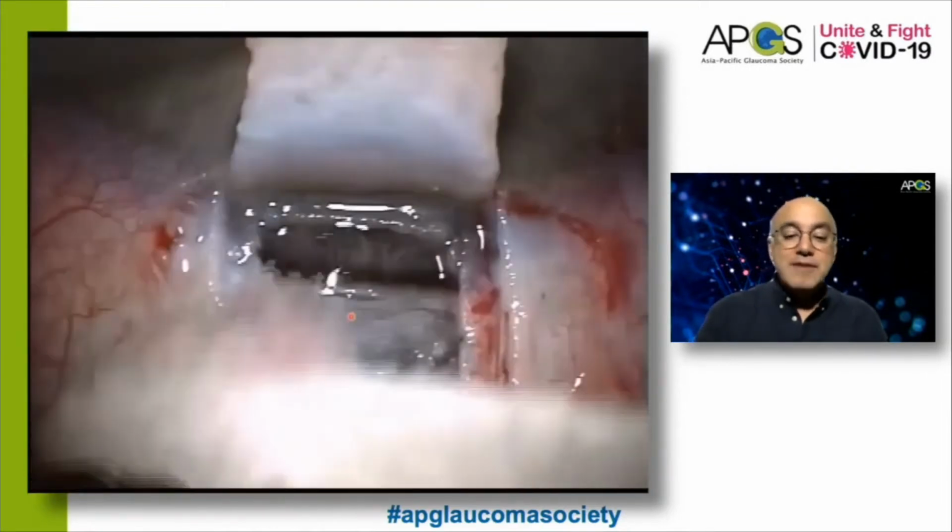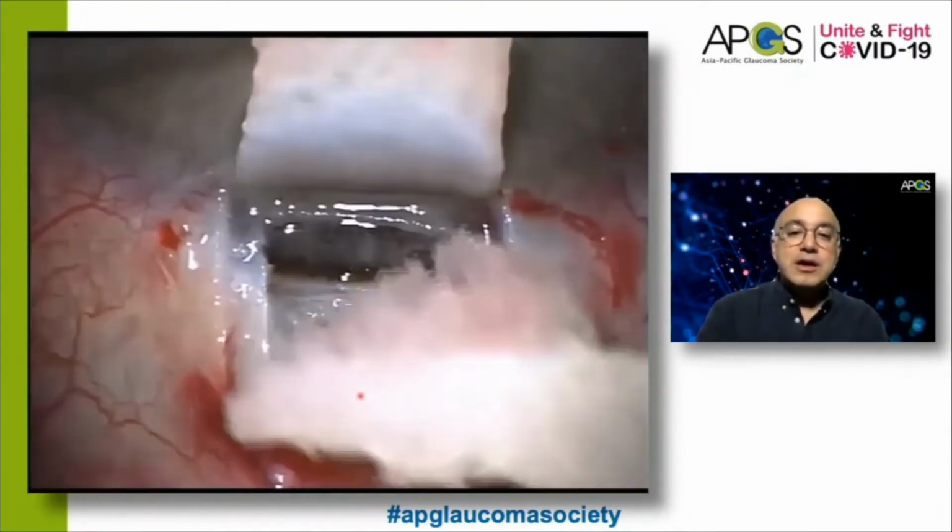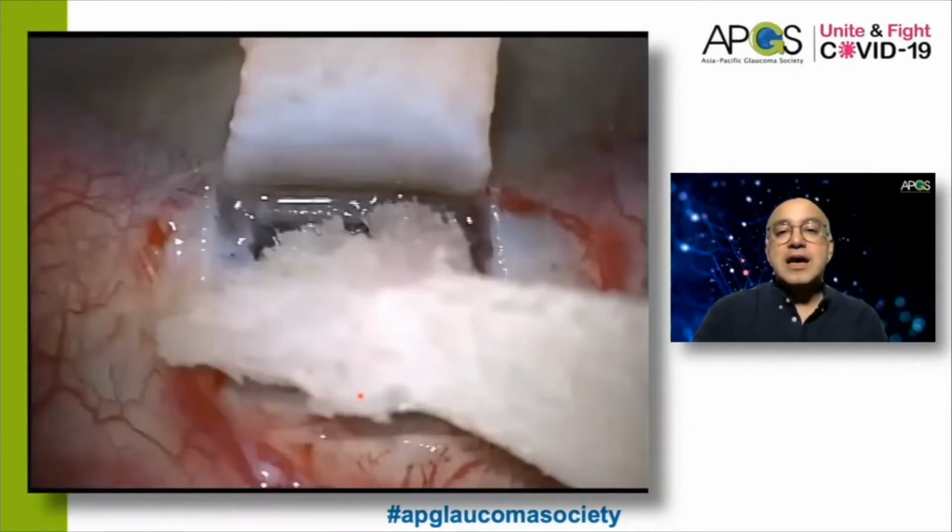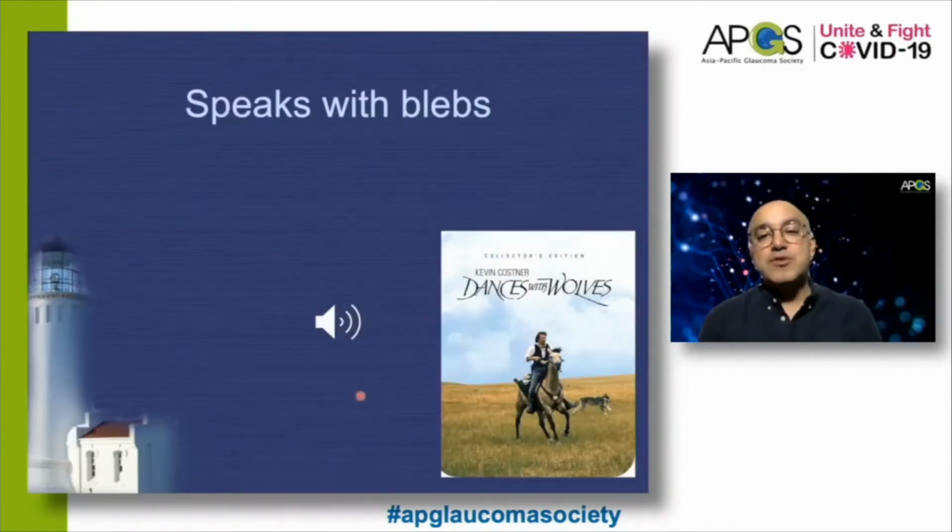So imagine having a sound like that in your eye that is driving you crazy every time your eye blinks. So blebs can be nasty and they can be noisy as well.